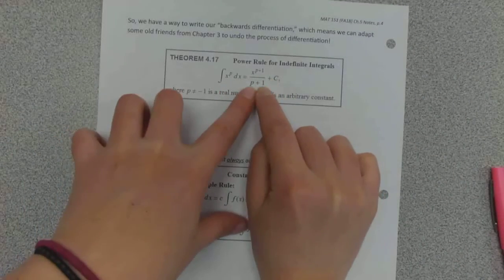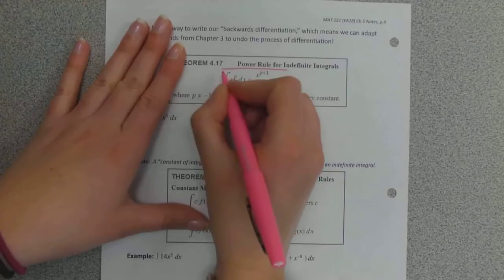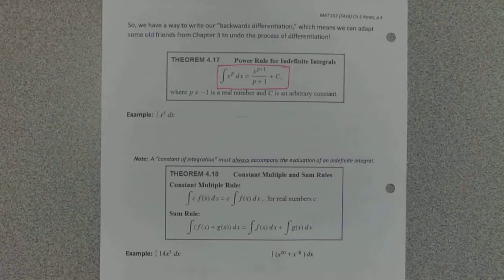Add 1 to the power and divide, right? So that's the rule for power functions. It's the opposite of the differentiation rule, which was pull the power down and subtract 1 from the power to get the new power. We're doing the reverse. Add 1 to the power, then divide by the new power.